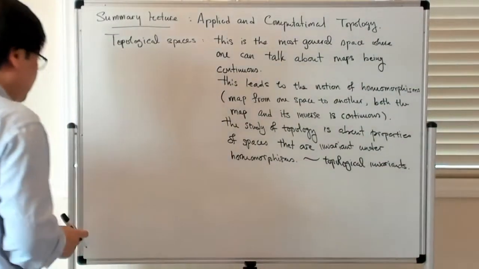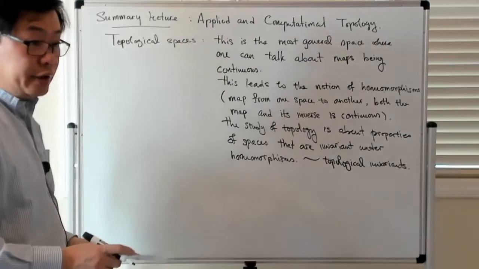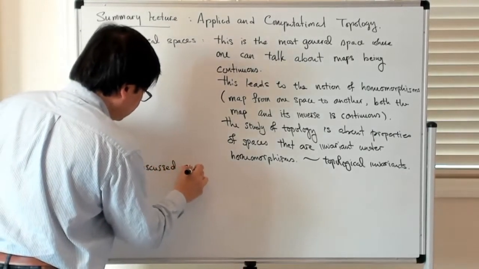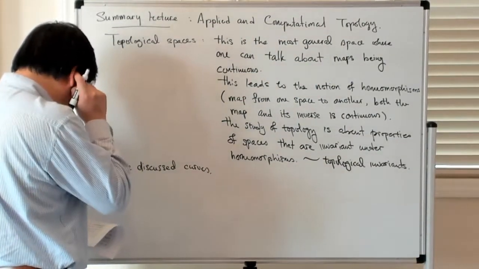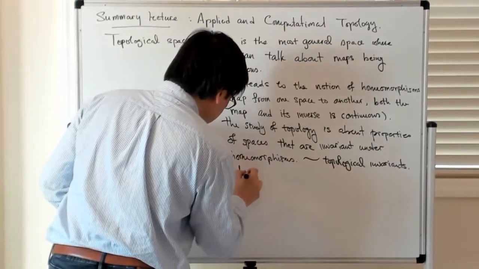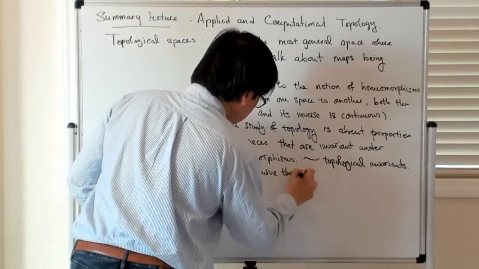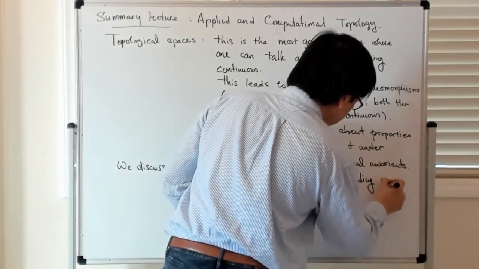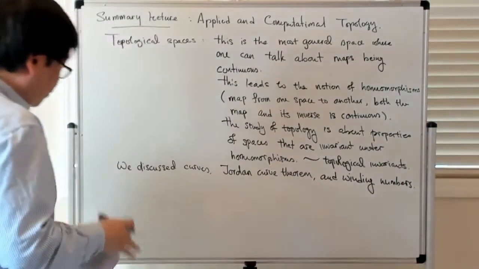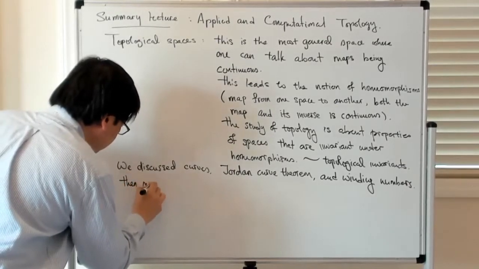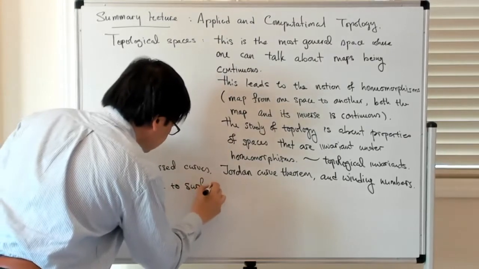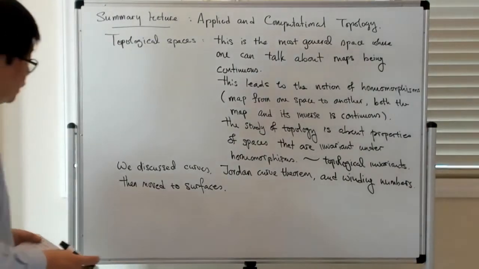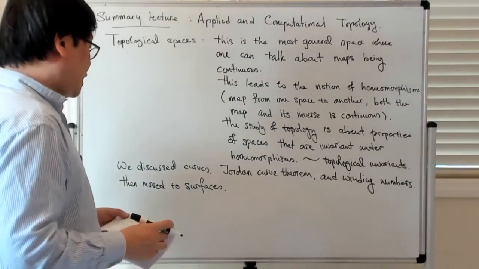After that, we started talking about curves. So we discussed curves, and in particular, we looked at things like the Jordan curve theorem and the notion of winding numbers. And then we moved on to surfaces, in particular two-dimensional surfaces, and we introduced two examples again of topological invariants, which are the notion of orientability and the Euler characteristic.